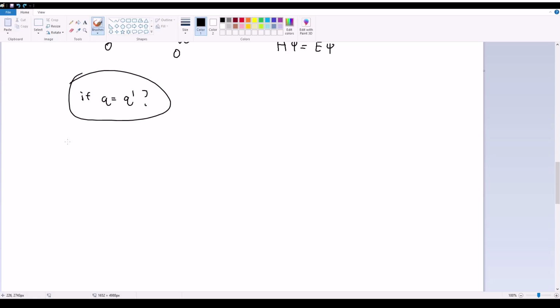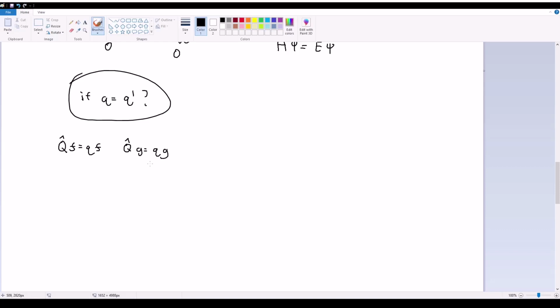So let's say that f and g are degenerate eigenfunctions. Let's say operating q hat on f gives me q times f, and operating q on g also gives me q times g. So these two eigenfunctions are degenerate. They give me the same eigenvalue when I operate q on them.